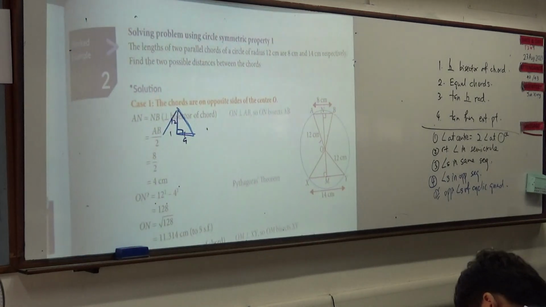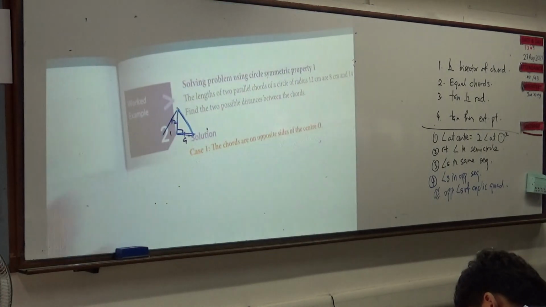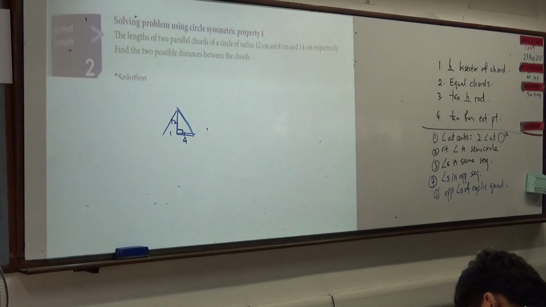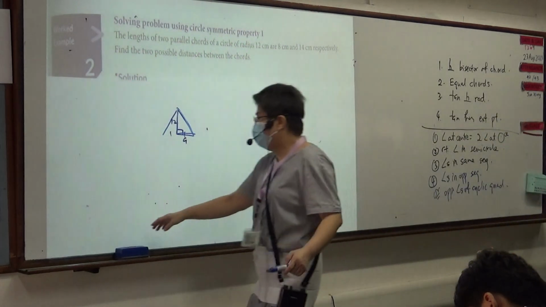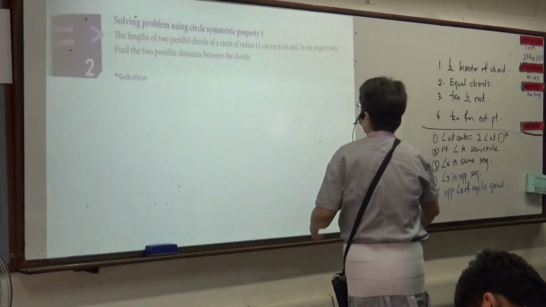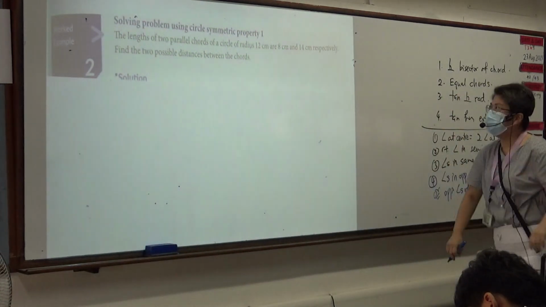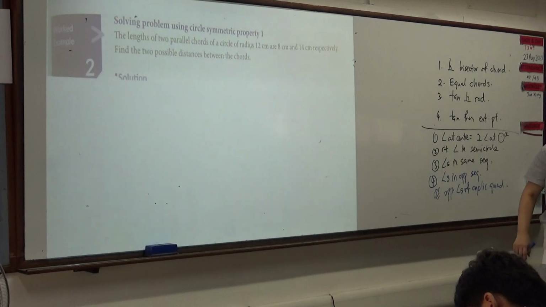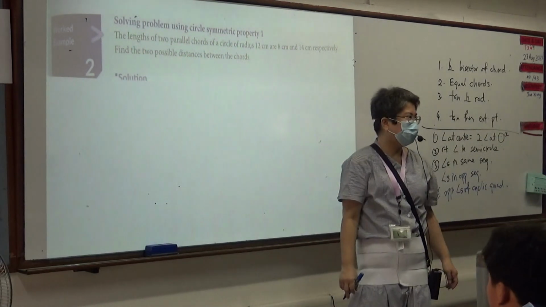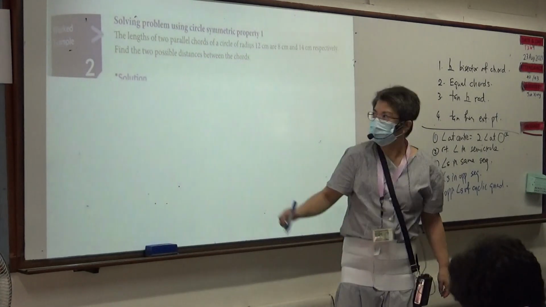Now, example 2 is quite a challenging one. Let's take a look at the question. The lengths of 2 parallel chords of a circle of radius 12 cm are 8 cm and 14 cm respectively. Find the 2 possible distances between the chords. Now, I need to show you something. All of you look at the slate.